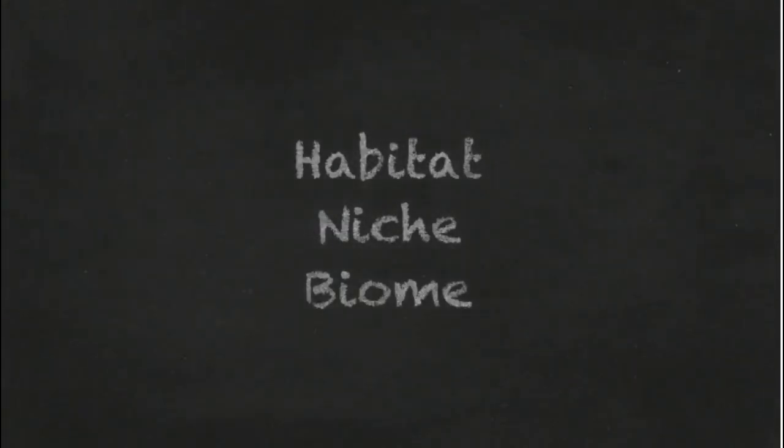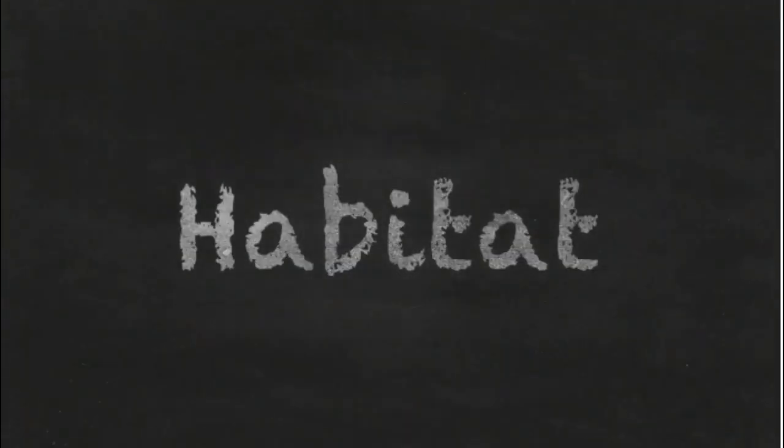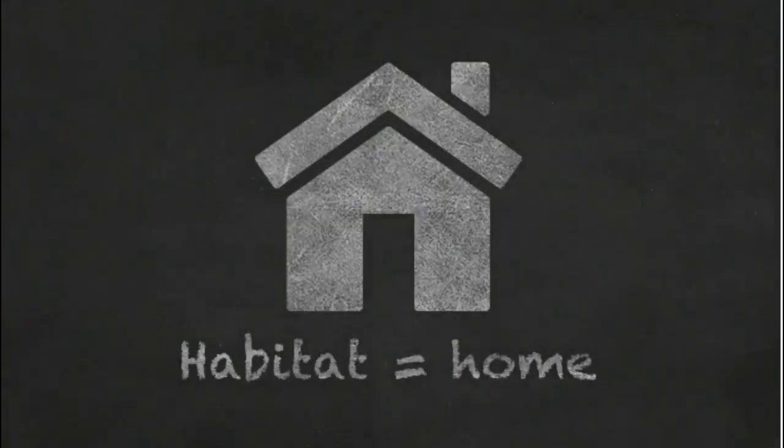Habitat, niche, and biome. Three words that are often used when scientists study ecology. First things first, let's talk about habitats. The nice thing about the word habitat is it means home, and habitat and home both start with the letter H.